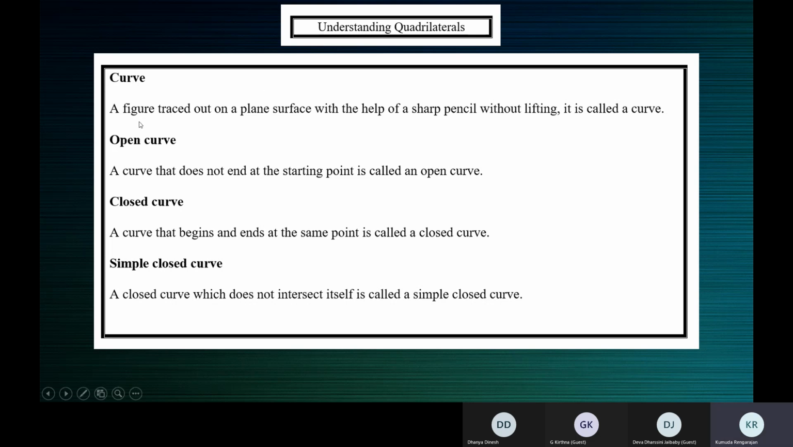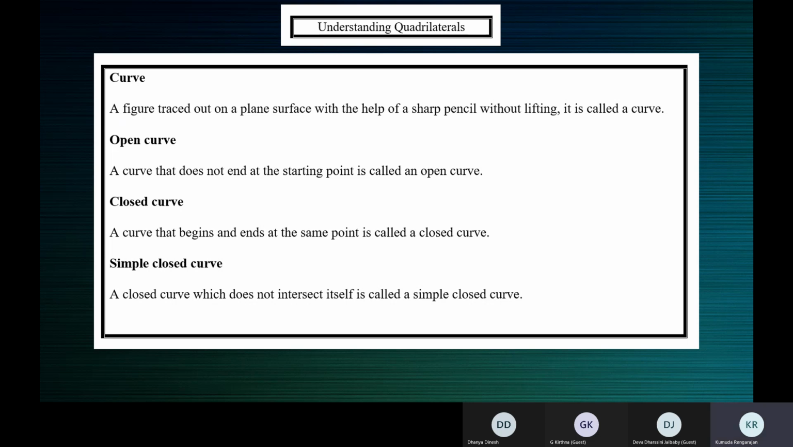I'll tell you again. If you try to draw a figure on a plane surface, that is in your notebook, while drawing, when you start drawing, you should continue and finish your diagram. You must finish it without lifting the pencil. Once you start tracing, you should complete tracing and then only lift the pencil. Such a trace is called a curve, or such a figure is called a curve.